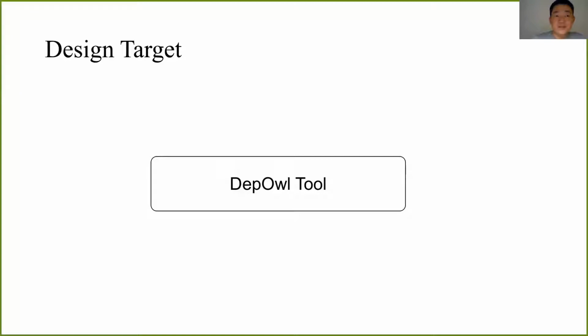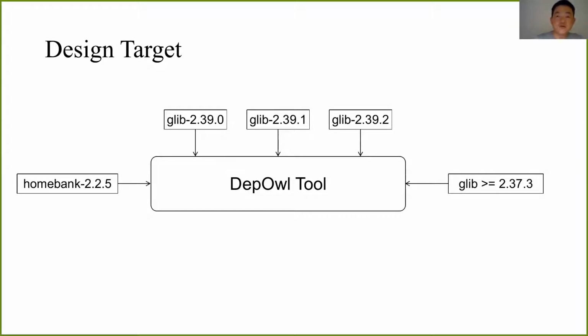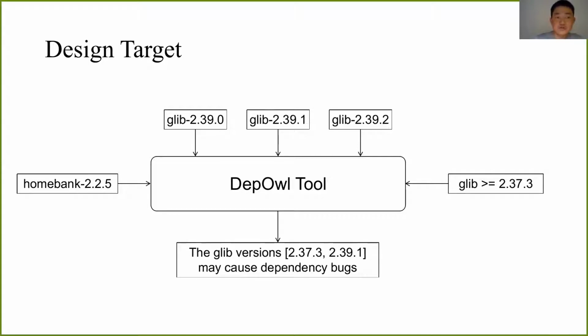In this paper, we designed DepOwl to detect dependency bugs and prevent compatibility failures. DepOwl takes three inputs: the library versions, the target application, and the version range required by the application. Finally, the tool reports incompatible library versions that cause dependency bugs. So users can prevent compatibility failures by not using these versions.